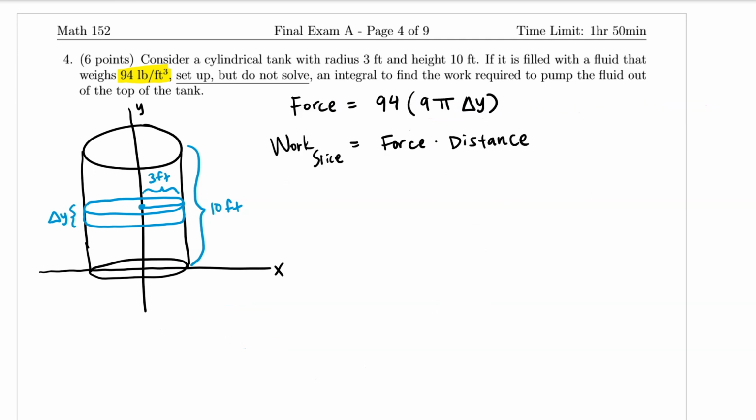All right, so we found the force was 94 times 9 pi delta y. Now we want to find the work that it would take to pump this slice of fluid out of the top of the tank. And so that we know from earlier is equal to force times distance. So I'm just going to replace the force with 94 times 9 pi delta y.